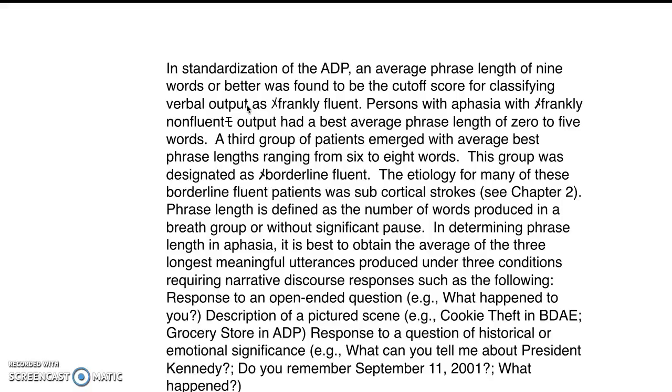So an average phrase length of 9 words or more. That's typically defined as what one would utter on a single breath. So on a single breath, if the person is uttering 9 words or more, their output would be determined to be frankly fluent. Now, this output may not make sense. So in the case of fluent aphasia, what's being said may not be sensical, but there are 9 or better words on a single breath group.